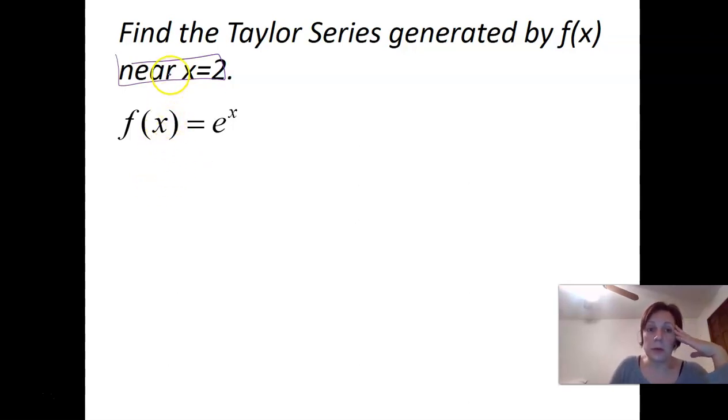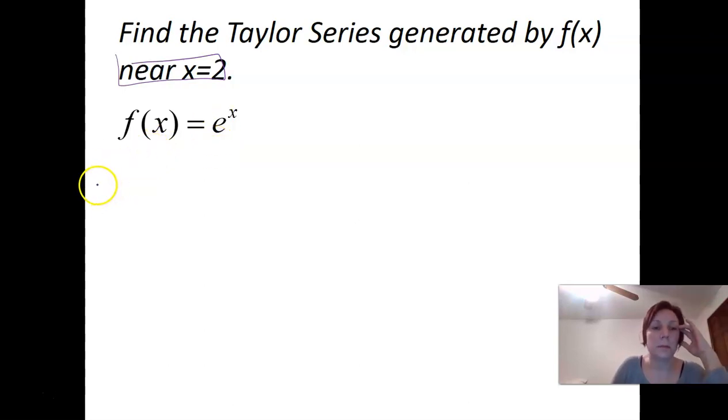So if this wasn't at 2, if this was a Maclaurin, we wouldn't be doing much because we know the series for e to the x. This isn't a Maclaurin, so we can't use that. So we do have to take the derivatives of e to the x. But first I'm going to write out my shell.